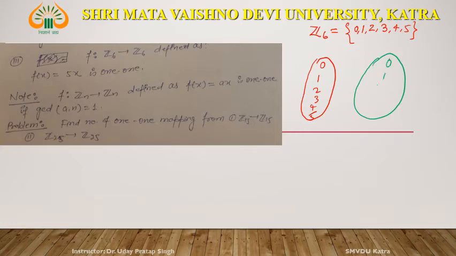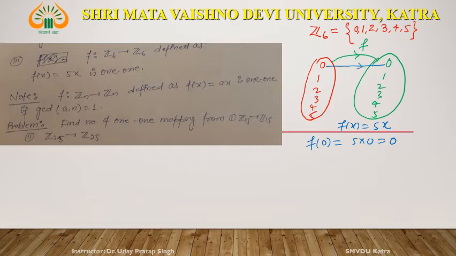Zero, 1, 2, 3, 4, 5. This one is f, right? What is f of 0? F of 0 is equal to, no, first what is f(x)? f(x) is defined as 5 into x. Then what is f of 0? 5 into 0, that is 0. Means 0 is related to 0. 0 is related to 0, right?